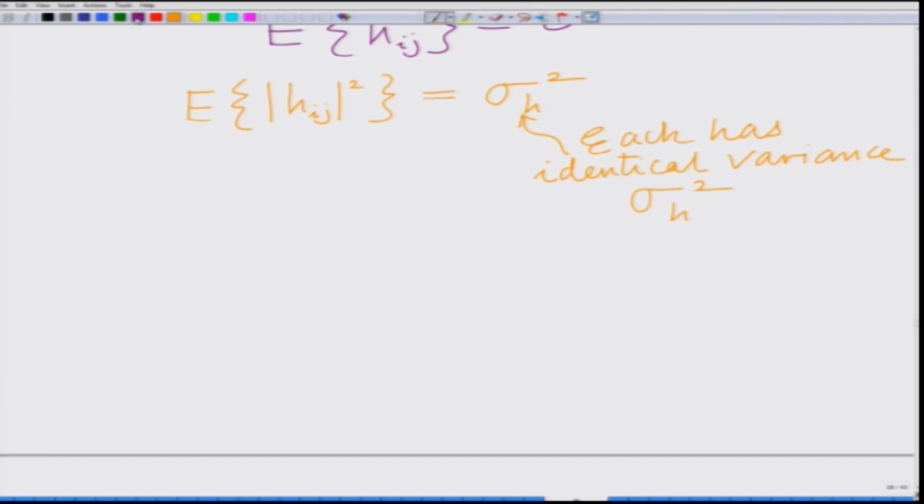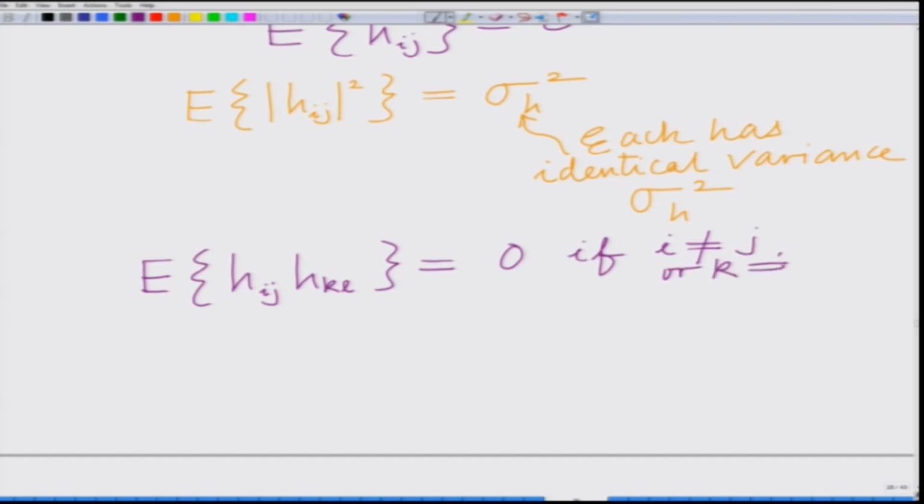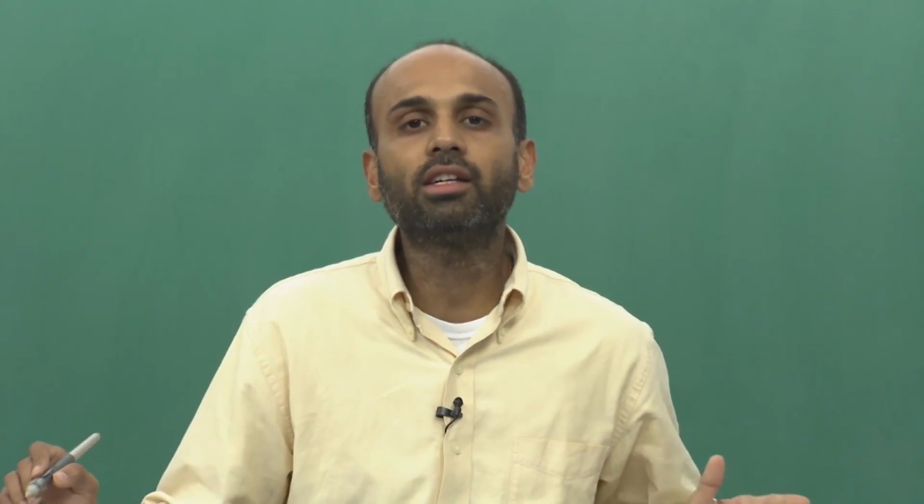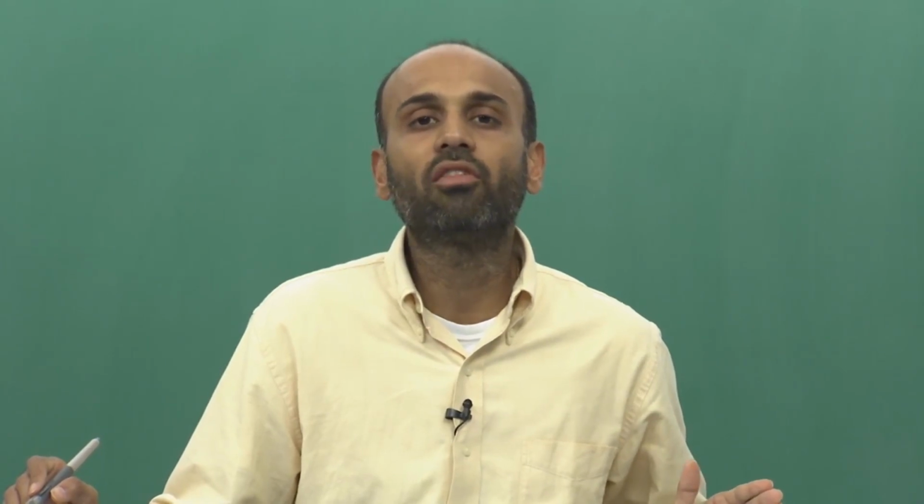Further, since they are independent, naturally they are uncorrelated. Let us assume that any two channel coefficients are independent: the expected value of Hij times HKL equals 0 if i is not equal to k or j is not equal to l. That is, if you look at any two distinct channel coefficients Hij, HKL, the correlation between them is 0. The expected value of the product is 0.